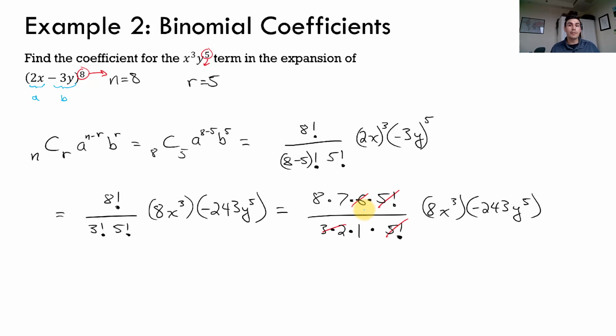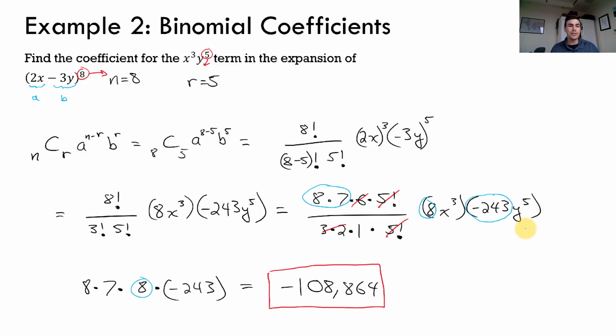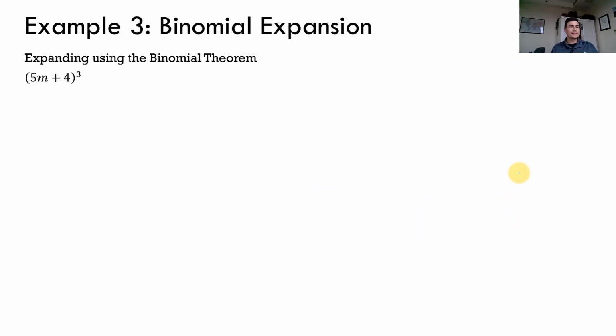So trying to find the coefficient, again, I'm just going to have 8 times 7, I get that from here, times 8, which I get from here, times negative 243, which I get from right there, from that y term. Okay, and I'm just multiplying all these together, and when I do that, I'll get negative 108,864.